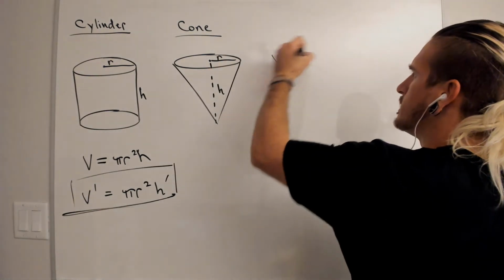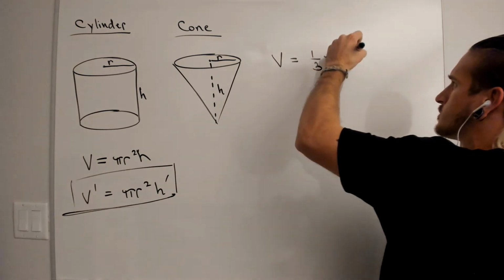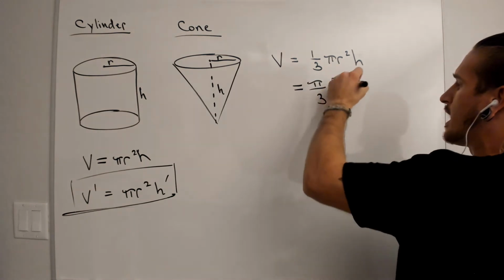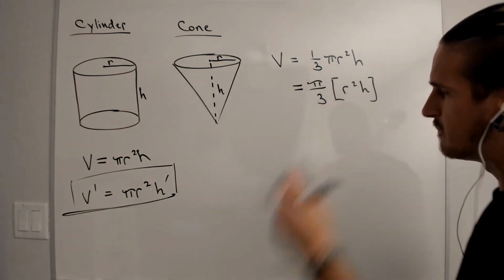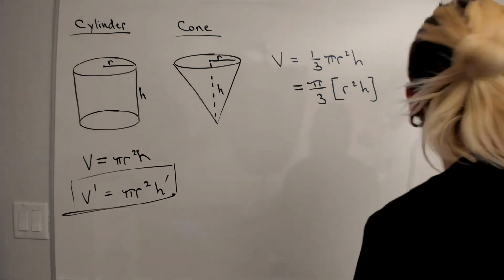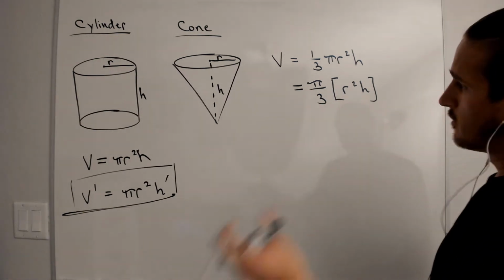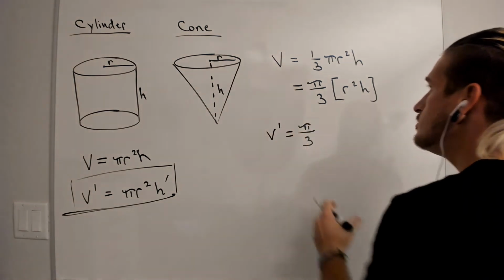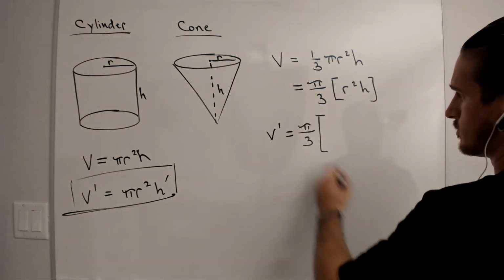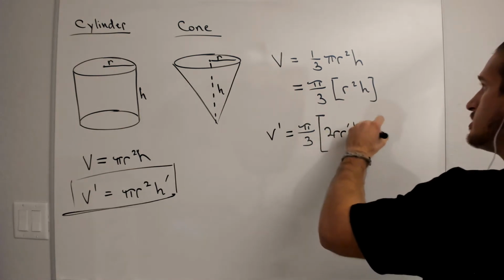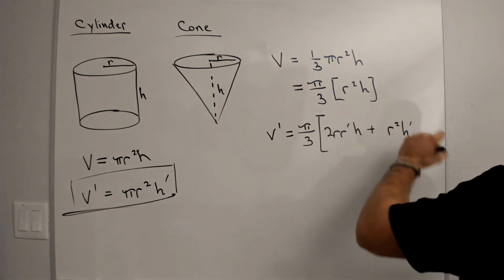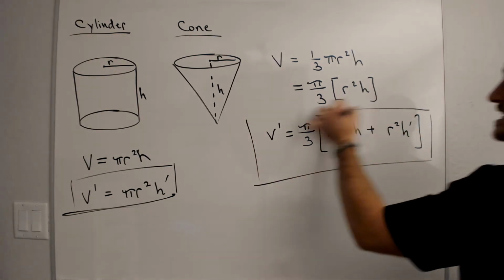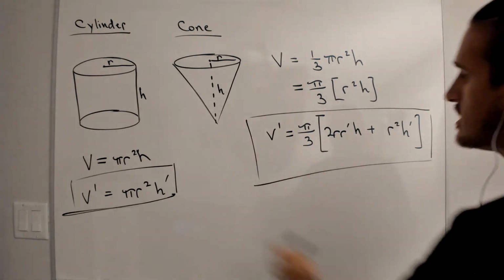Okay, so the volume here will be 1/3 pi r squared h, but this time r and h are both getting bigger. If h gets bigger, r will get bigger, which means r and h are both functions of time. So to take the derivative here, we have to use the product rule, which would be 2r r prime h plus r squared h prime. And so we see there's a lot more dependency for the volume of the cone, the change in volume.